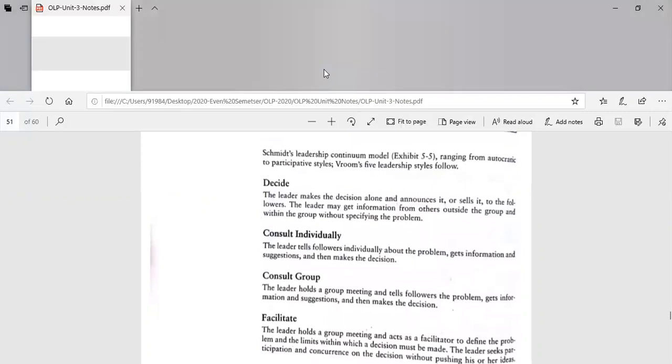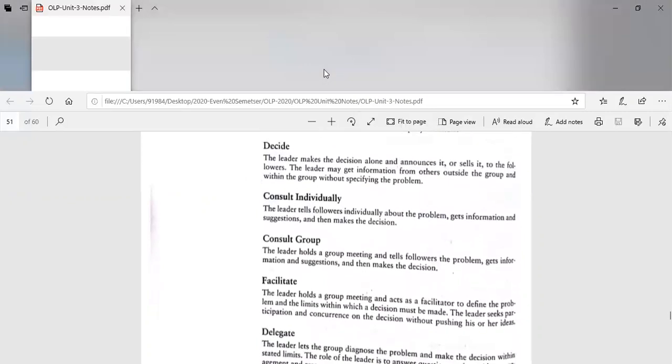So decide is a leadership style under this. Decide: the leader makes the decision alone and announces it. So he will not consult anyone. He will be giving his final decision to the followers. That is the decide style. Consult individually: the leader tells followers individually about a problem. So individually he calls each and every person, and then he will ask them, or he will tell them the problem, then he's going to get a solution.